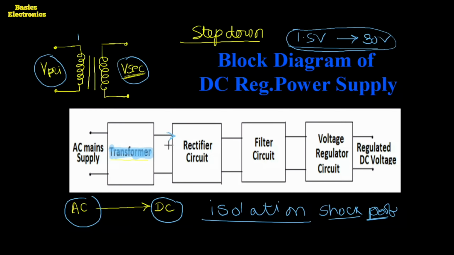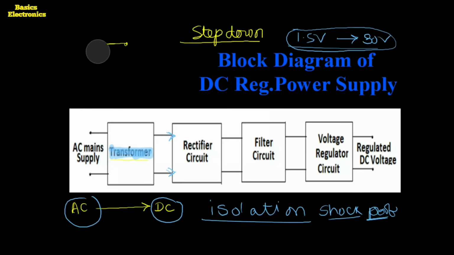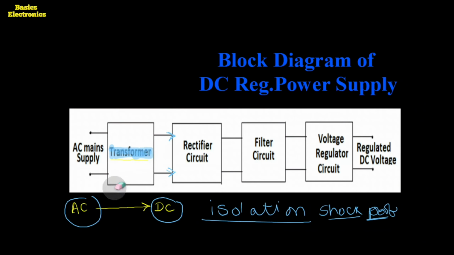The output of the transformer is applied to the rectifier circuit, and that rectifier is the heart of this power supply circuit. The rectifier is an electronic circuit which converts the bidirectional AC voltage into unidirectional DC voltage.